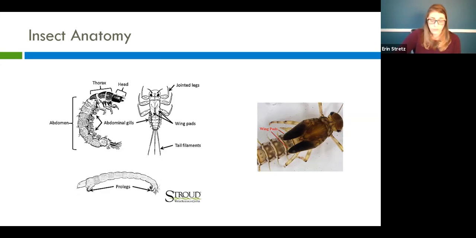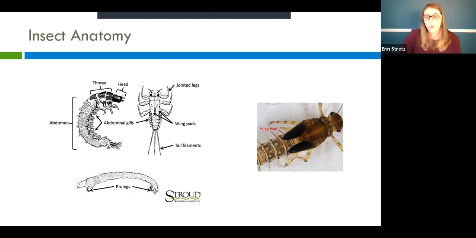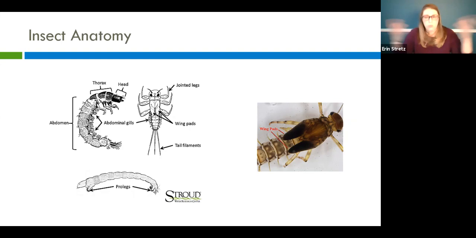Another thing that we might find are wing pads. So you may remember from Wednesday night that a lot of the insect nymphs that we'll find in the stream have an incomplete life cycle. So they resemble their adult counterparts much more strongly than, say, a black fly larva, which goes into a pupated state before becoming an adult. So for these incomplete life cycle nymphs, you will also see developing wing pads on the back of the organism.